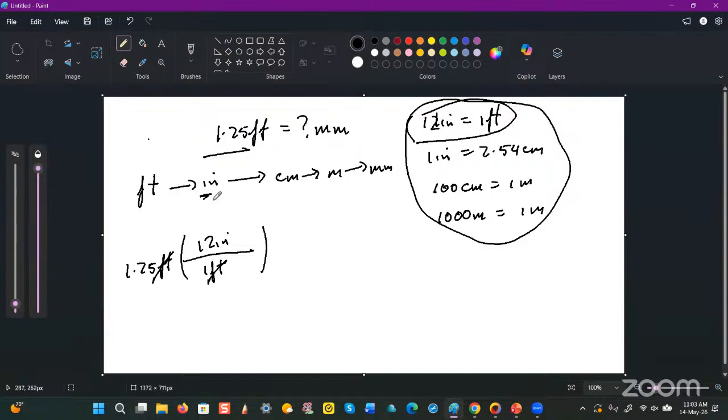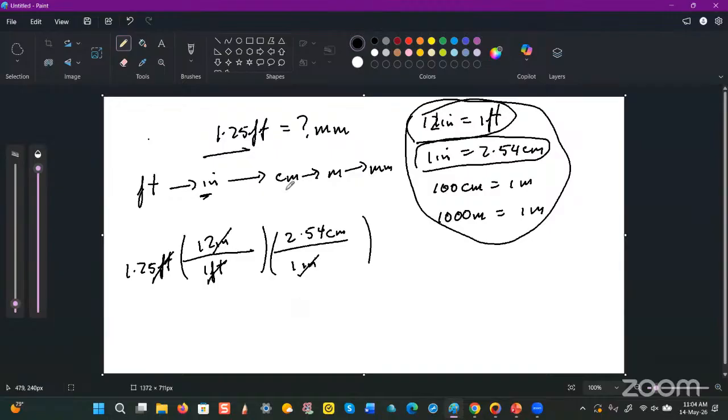So now we're going to try to go from inches to centimeters, right? And therefore, we're going to use this relationship here. So how are we going to set that up? Above, we're going to put 2.54 centimeters, and below, we're going to put 1 inch, all right? And as a result, the inch units will cancel out, and now you're left with the centimeter unit.